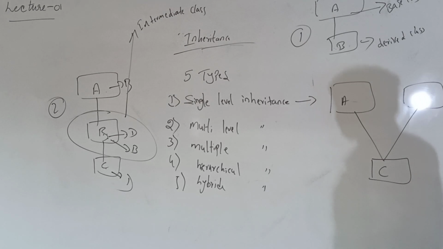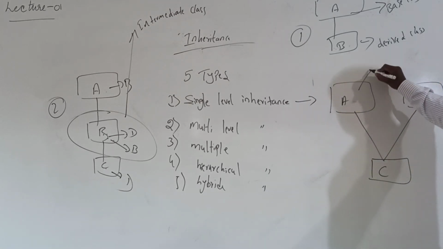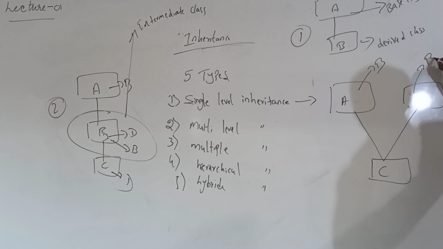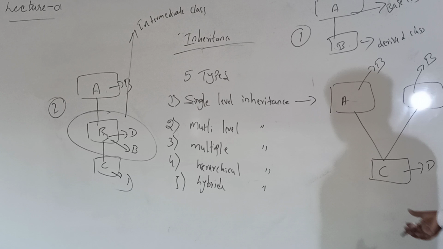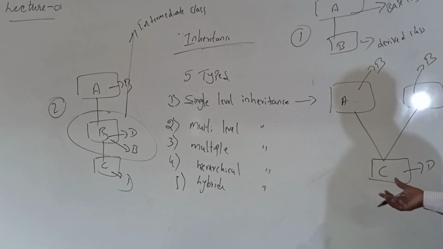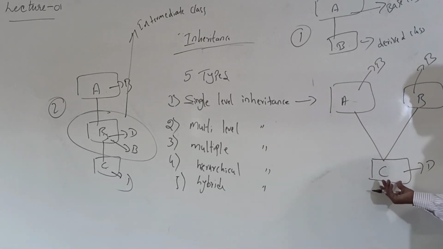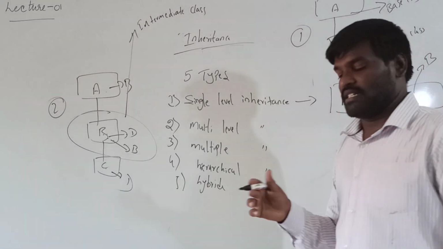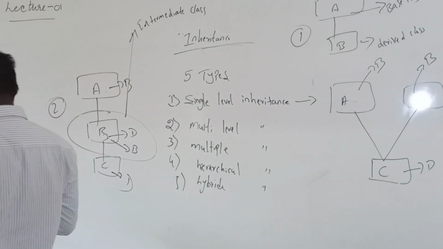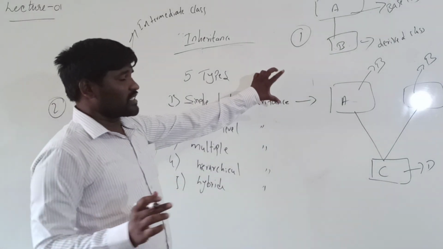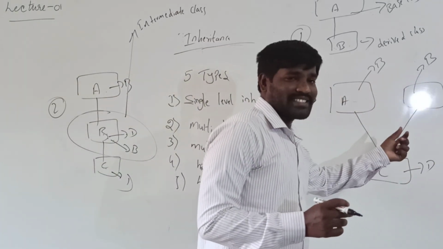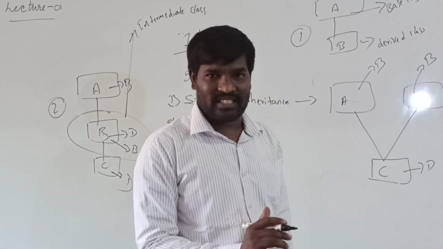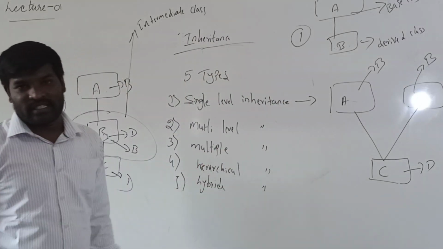See here, multiple inheritance. Here A is a base class, B is also a base class, and C is the derived class. Multiple inheritance means a class is derived from more than one base class. Here A is one base class and B is another base class. In this example, I can write only the two base classes. A class derived from more than one base class is nothing but multiple inheritance.